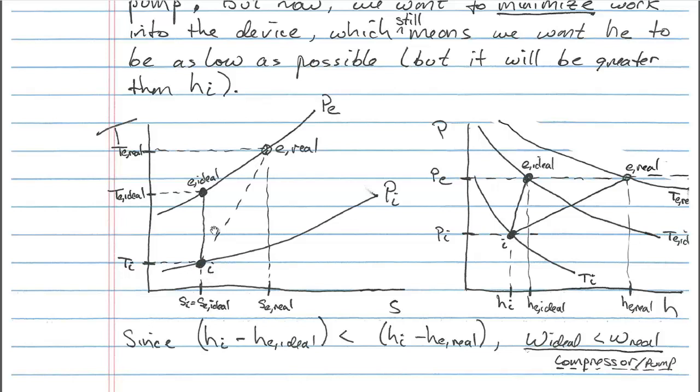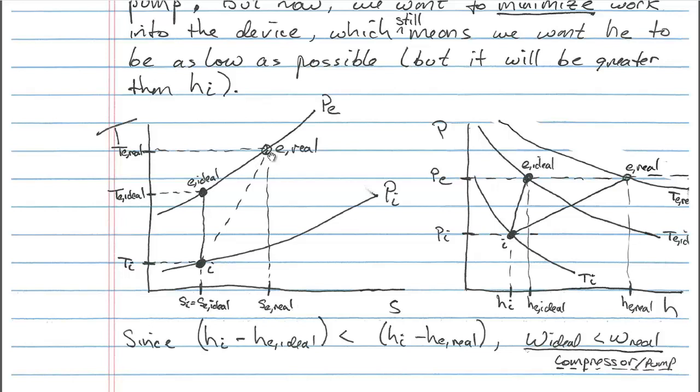We then have our line of constant pressure that corresponds to the exit pressure, and just like in the case of a turbine, this exit pressure is a fixed boundary condition. This exit pressure is going to be the same regardless of the device that we're studying. So in the case of the real compressor or the real pump, there will be entropy generation. So the exit entropy for the real process will be greater than the inlet entropy because of that entropy generation.